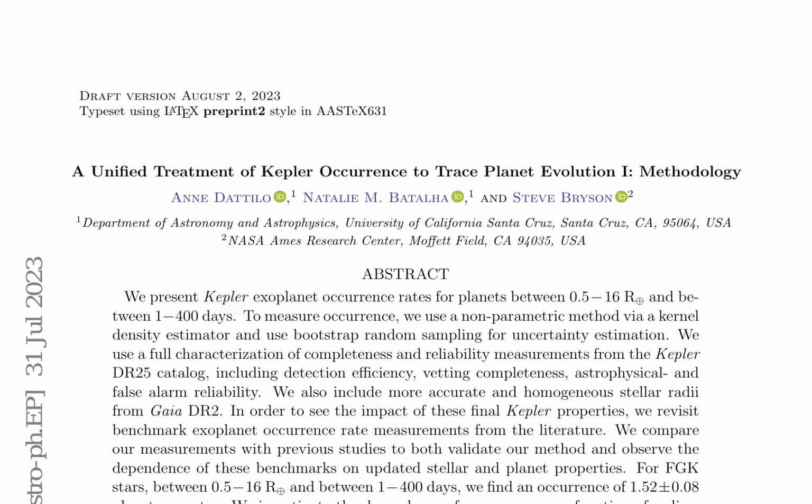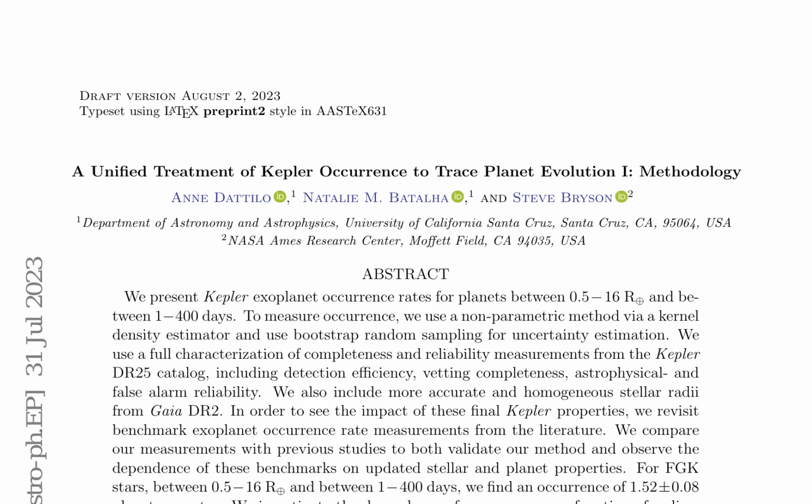The fraction of recovered signals in inverted and scrambled data is treated as a binomial process, allowing the authors to quantify the false alarm reliability. This approach enables the authors to accurately assess the reliability of their planet sample and minimize the impact of false positives on their occurrence measurements.